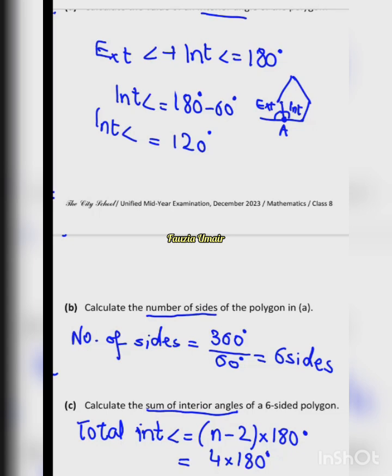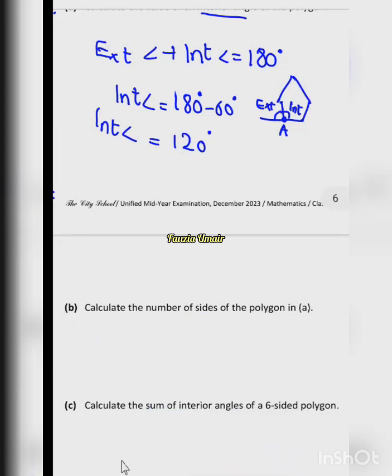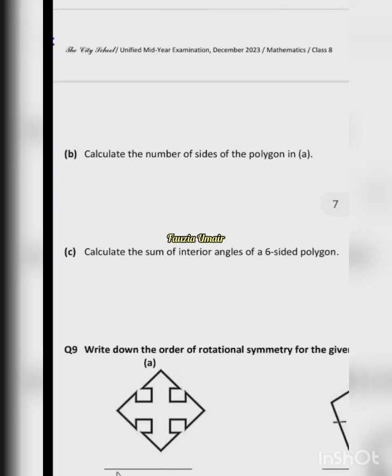720. That's right. So we have written and made a table also. We know that a hexagon has an interior angle sum equal to 720, right? So moving on to the next question.